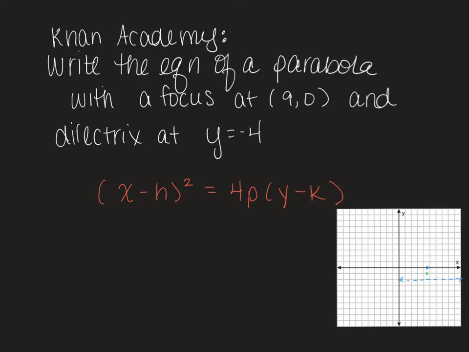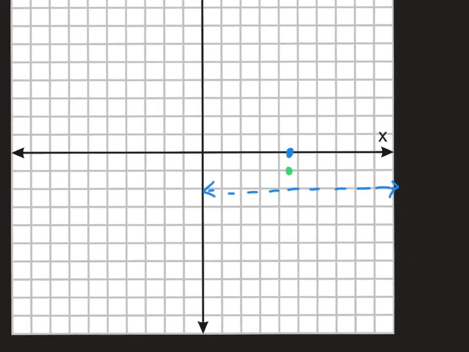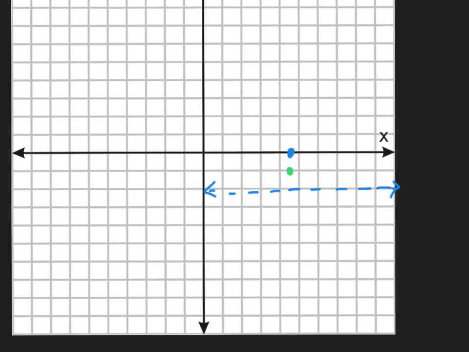Okay, so this is the Khan Academy. Should be your first question where they give you a focus and they give you a directrix. So your focus that they give you was (9, 0), and then the directrix that they gave you was y equals -4. So if I zoom in on this graph right here, you can see that I've graphed my focus and I've graphed my directrix.